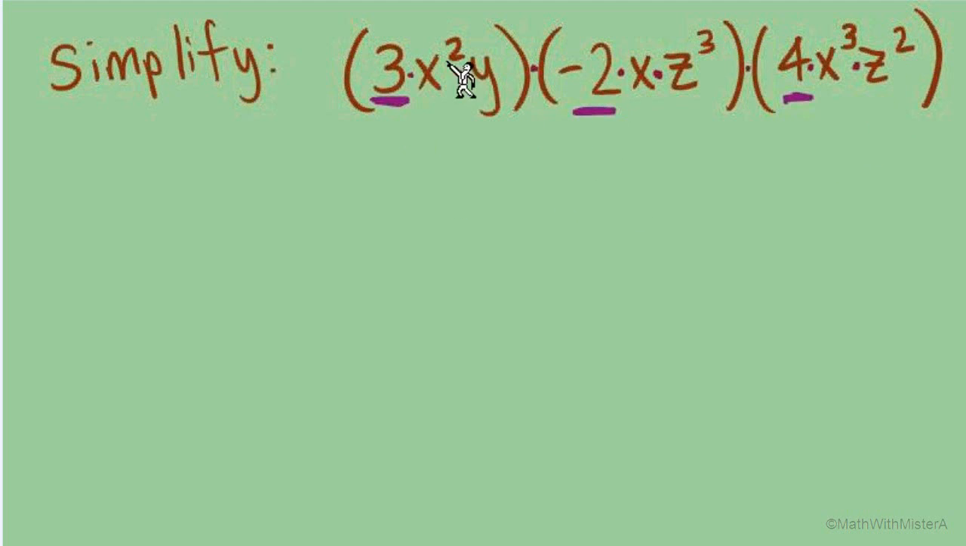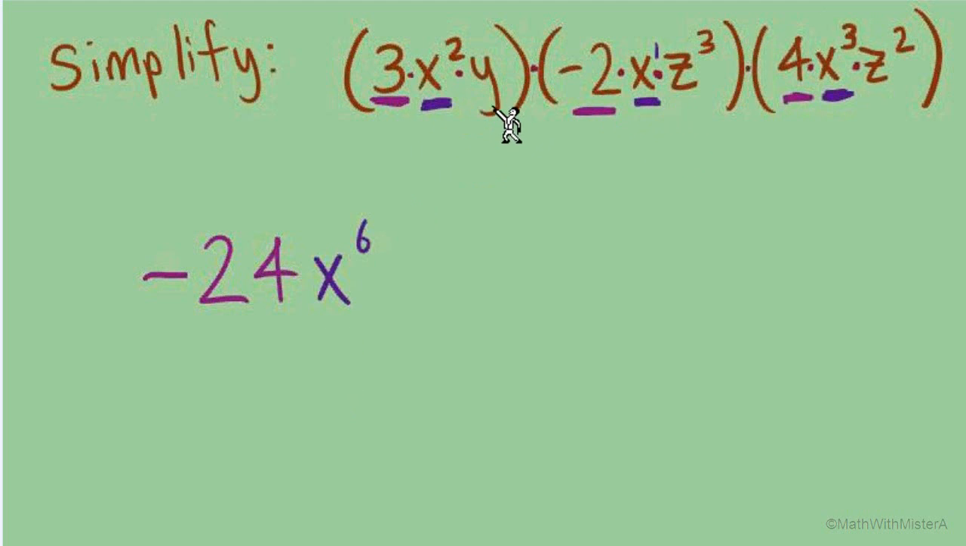Let's find these coefficients. 3 times -2 is -6, and -6 times 4 is -24. The coefficients and number parts are done. Let's look for the x's. X squared, and here we have x. We know about that. It's x to the power of 1. So we've got 2 x's with one more, 3 x's. And now x to the third here, 3 with this 3, we have a total of 6x to the 6th.